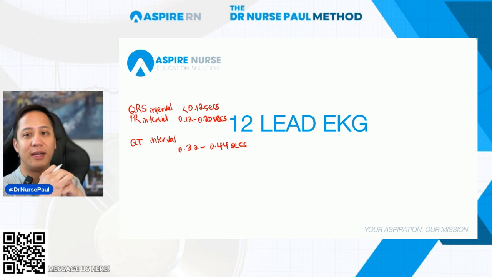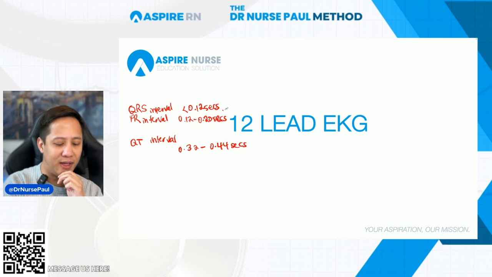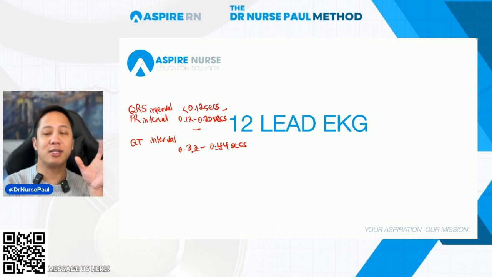Point 0.20, right? How many seconds? Point 0.20. All right. So instead of memorizing 0.12 to 0.20, 0.30 to 0.44, we're just going to use number of boxes because I think that's easier to remember.